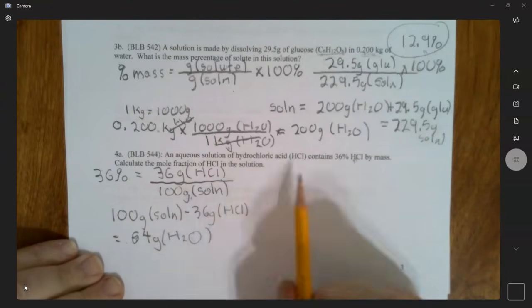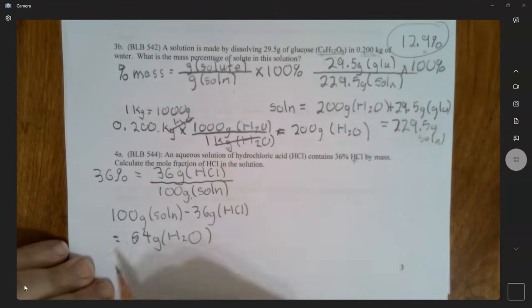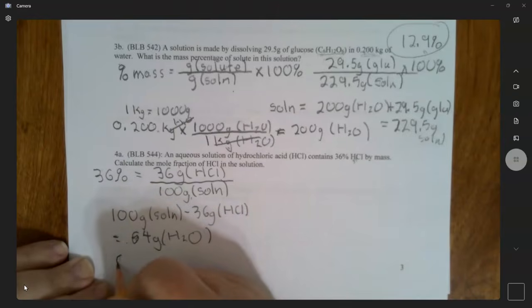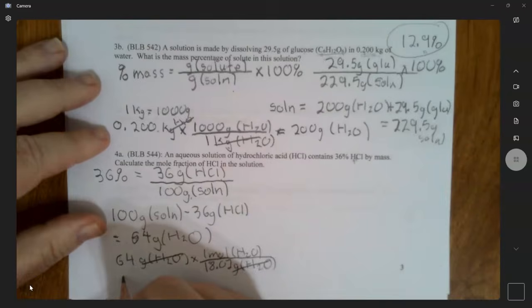So now we're looking for a mole fraction. So we're going to have to convert grams of water into moles of water. So we'll go ahead and do that. And we're going to use 18.02 grams per mole for water. Okay, and that equals 3.55 moles of water.